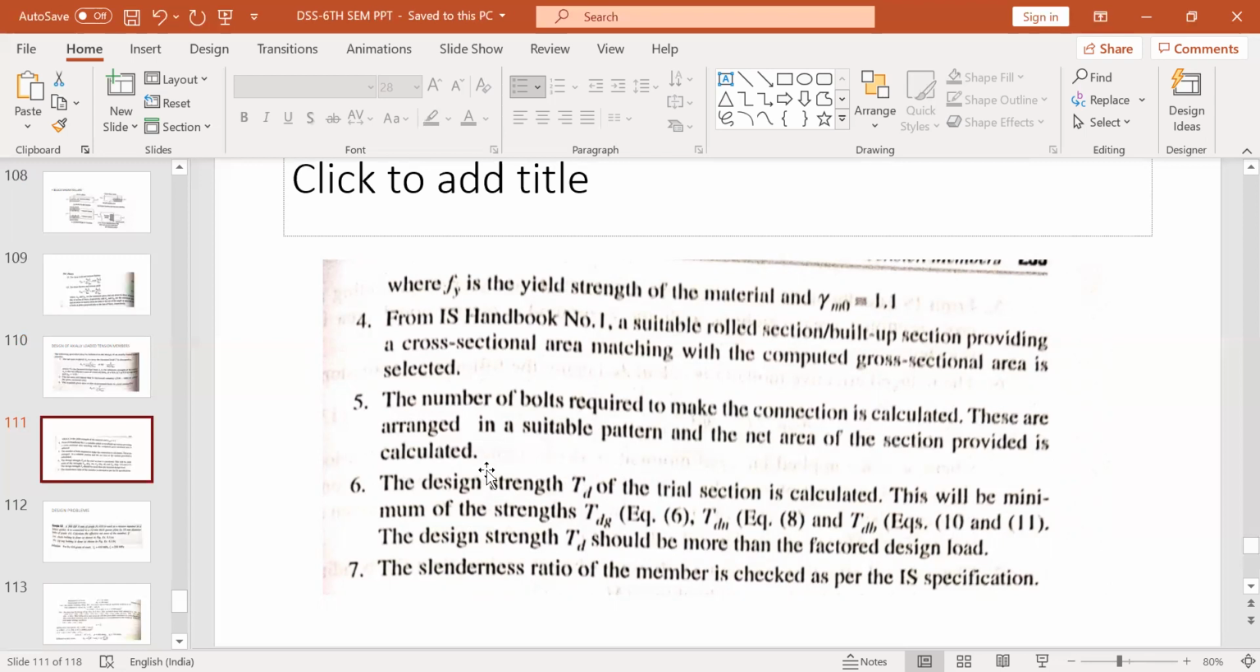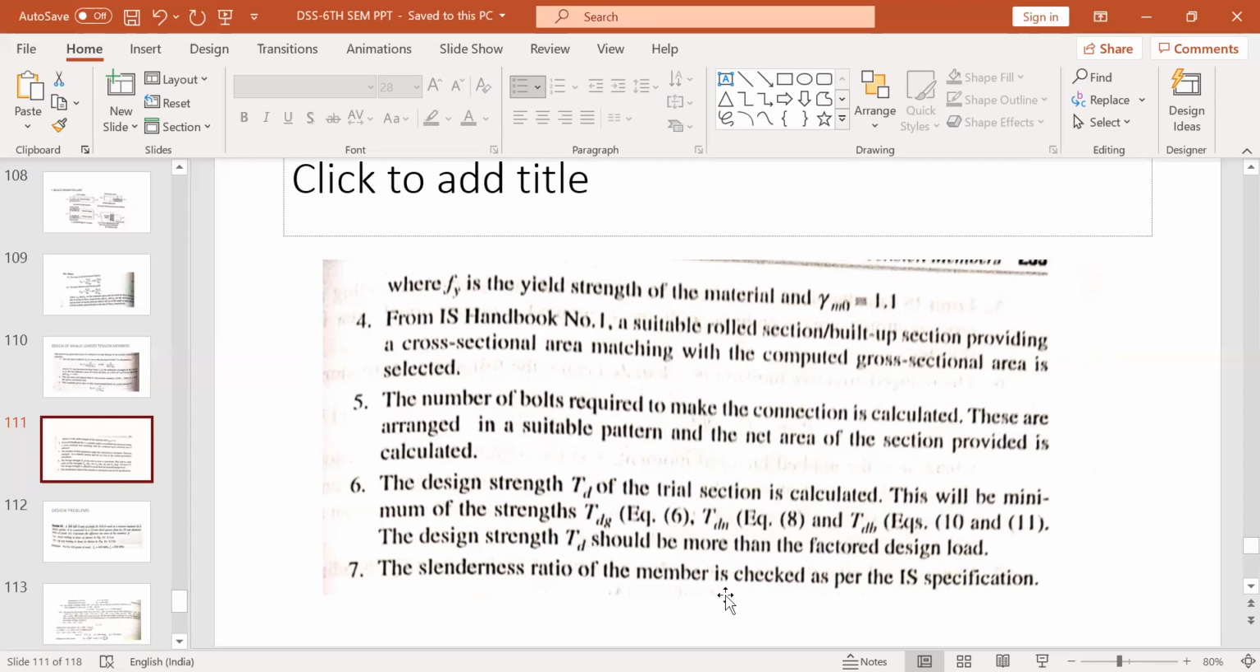Calculate that part. Now find the design strength, Td, for the trial section. This will be the minimum of the design strength for the gross sectional yielding, assuming the gross section of the member is yielding, the tensile strength by the net sectional rupture, and the tensile strength from the block shear. Out of those 3 failures, you find all the Tdg, Tdn, and Tdb, and find out what is the least value of these. The least value will give you the design strength Td.